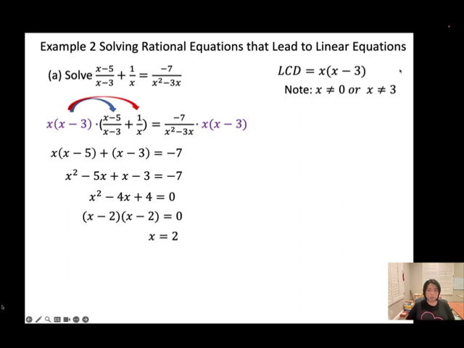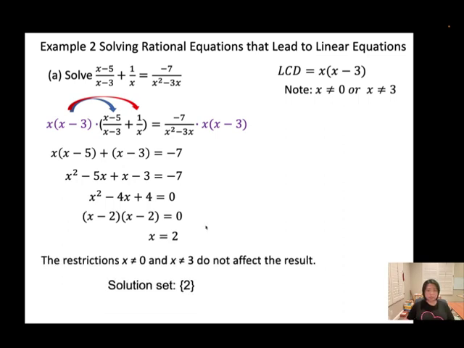Okay, we have the restriction that x cannot be equal to 0 or 3. But now we got x equal to 2, so that's good. So my solution set will be x equal to 2.